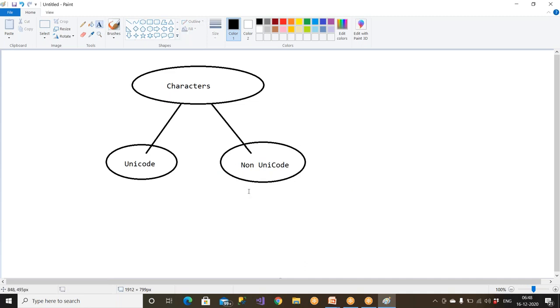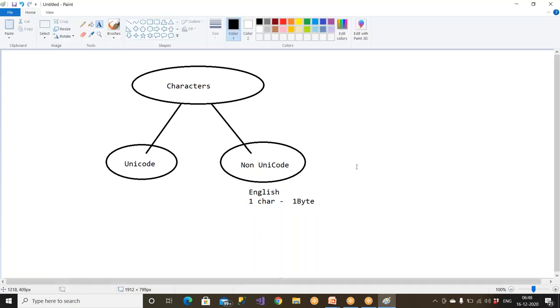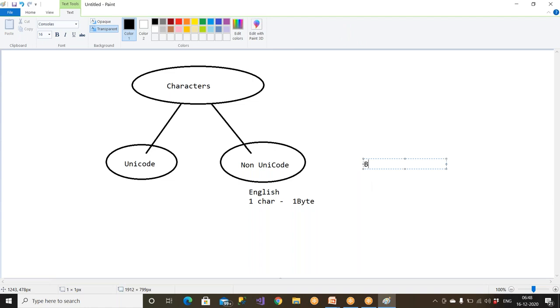Non-Unicode data means it is purely the data coming in English. Each character will take 1 byte of space. That is what you need to understand. So non-Unicode means it is purely English language data. For example, I want to store my name. I write my data in English, right? And this is my name. I'm going to be writing my data in English. So this is what is called non-Unicode data. You're storing the data in English.